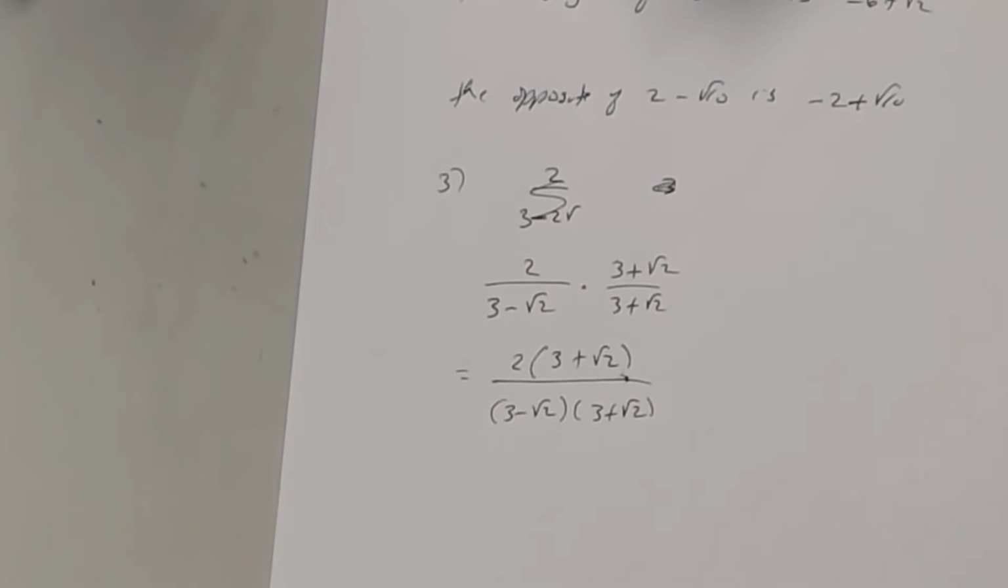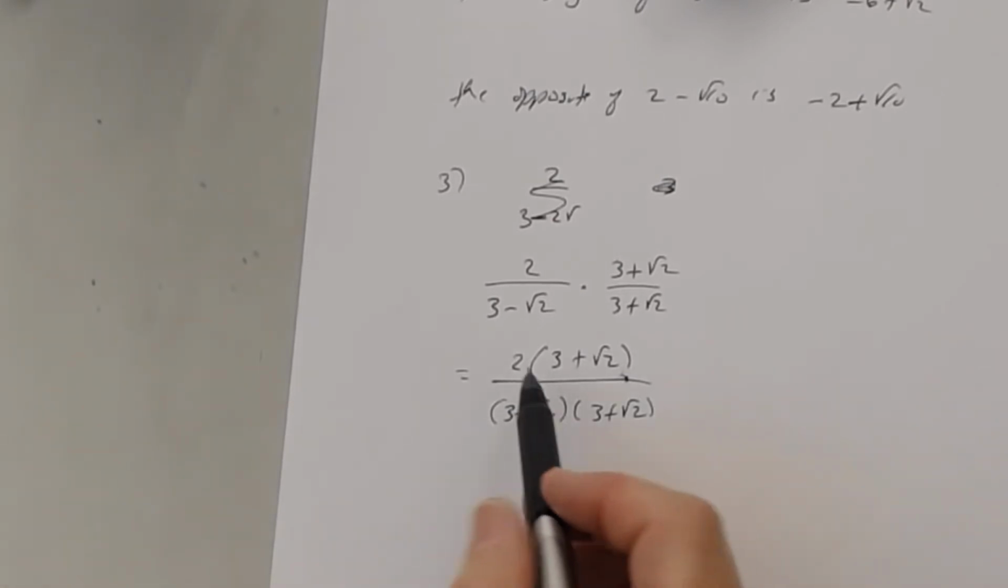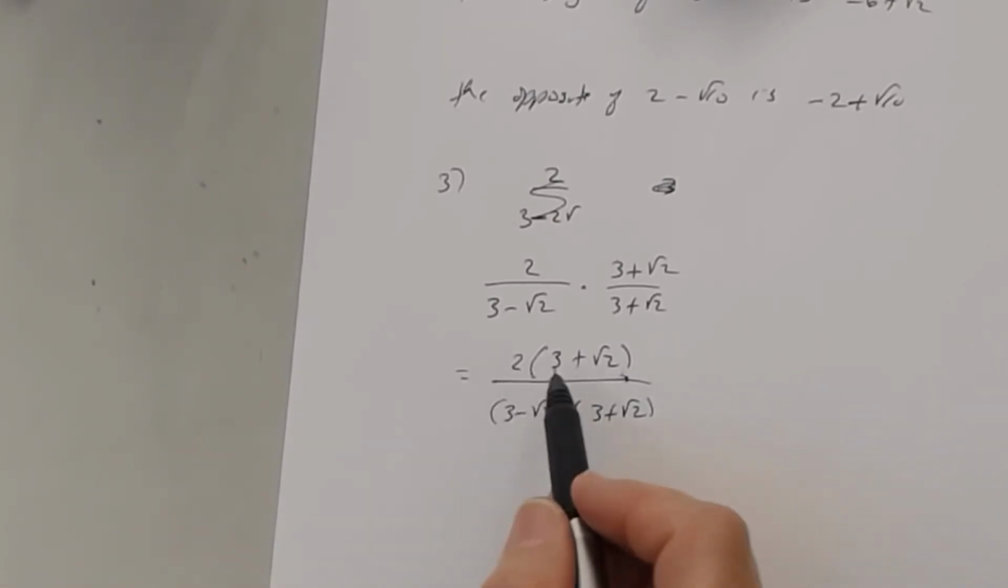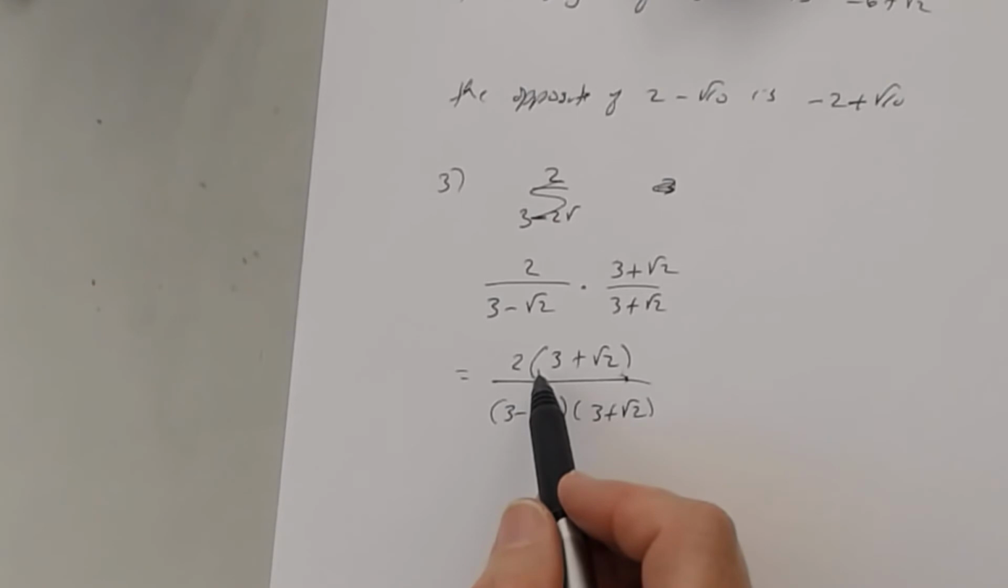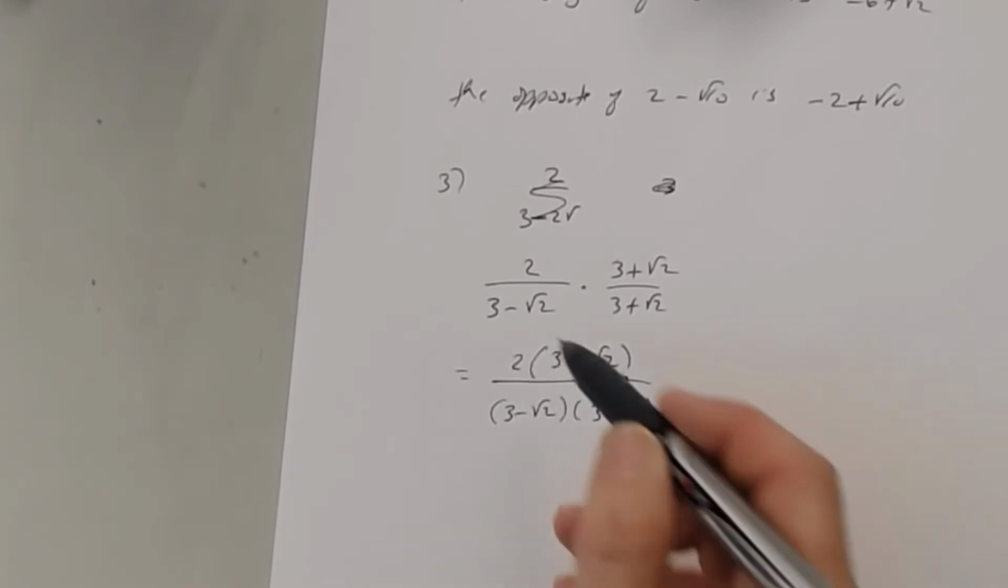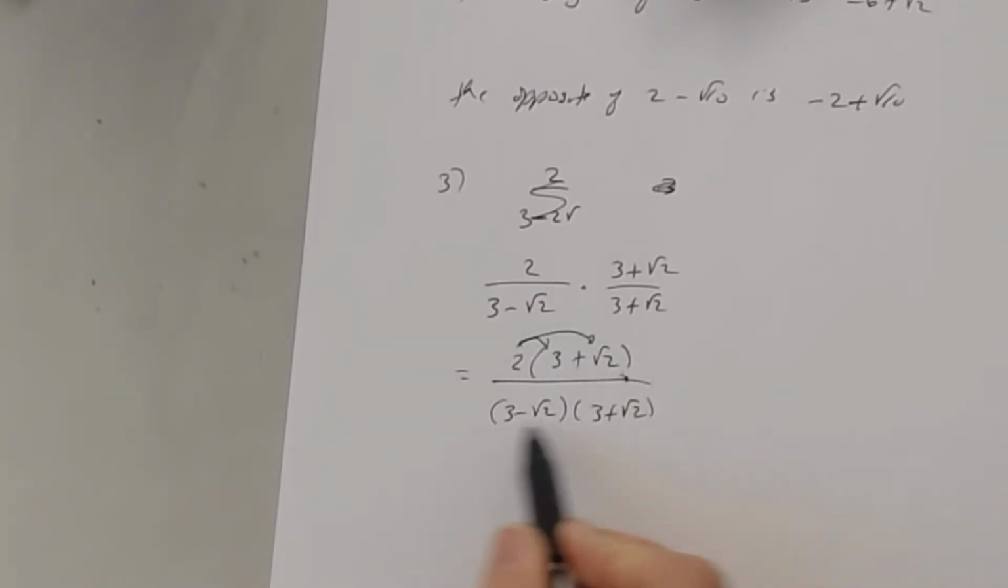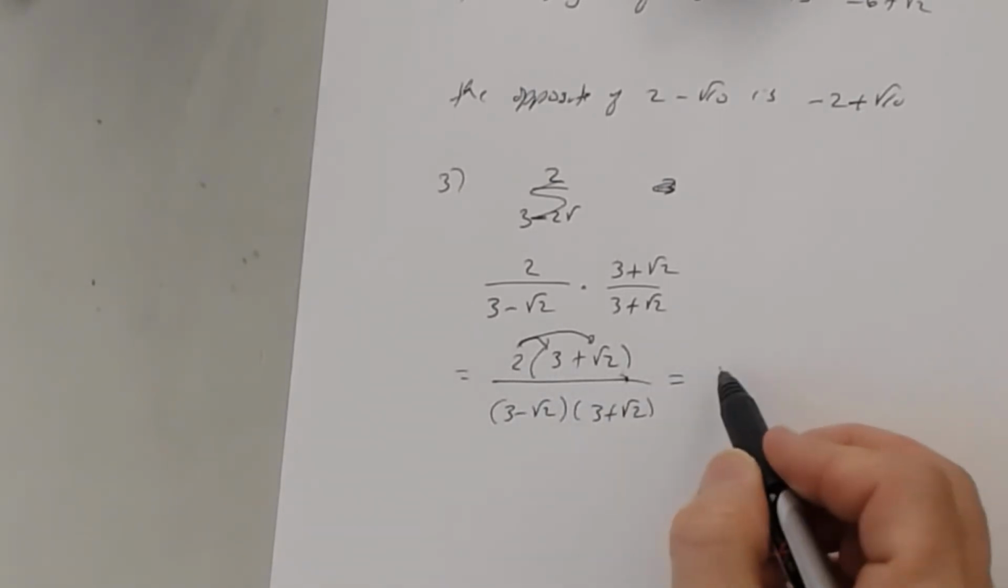Now, based on your previous experience, what do you think would be the next thing you want to do? Okay, so I heard distribute. So in other words, you're trying to get rid of the parentheses, correct? So in the numerator, what property are you going to use to get rid of the parentheses? The distributive property. And what are you going to do to get rid of these parentheses in the denominator? What's that method called? FOIL.